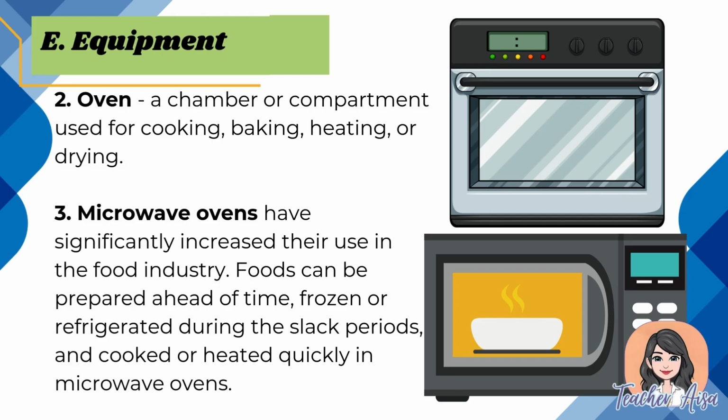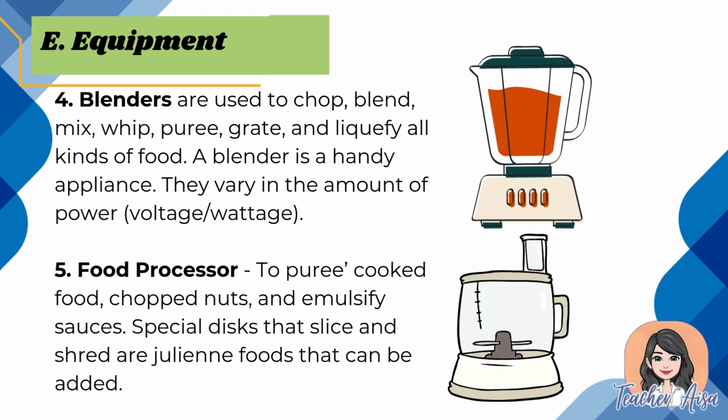3. Microwave ovens. They have significantly increased their use in the food industry. Foods can be prepared ahead of time, frozen or refrigerated during the slack periods, and cooked or heated quickly in microwave ovens. 4. Blenders are used to chop, blend, mix, whip, puree, grate, and liquefy all kinds of food. A blender is a handy appliance. They vary in the amount of power, voltage, and wattage.